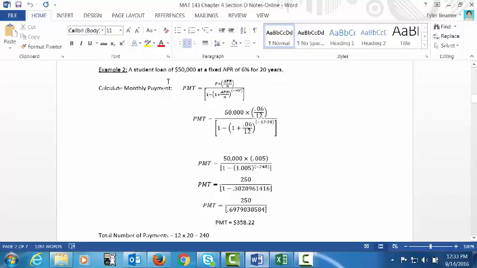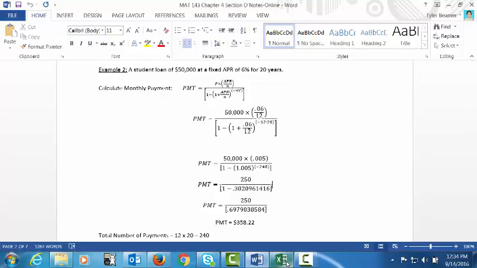So the work that you see here is how to do this using the payment formula, putting in the APR. N will be 12 since it's monthly payments. Y is 20 for 20 years, and then P is the principal, $50,000, how much you borrow. So you can see the work for calculating this by hand in the calculator, and we get a monthly payment of $358.22. Okay, so Excel will also do this much more quickly and efficiently.